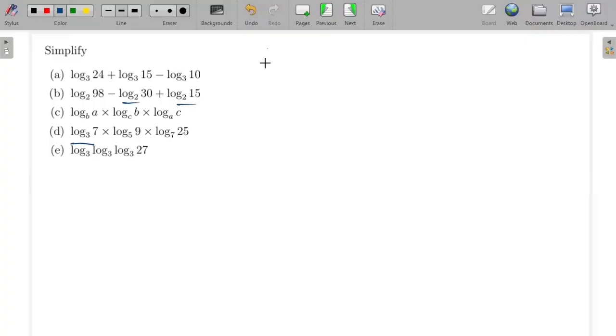So here I have base 3. I have log base 3 of 7, multiplied by log base 5 of 9, and then multiplied by log base 7 of 25. So I write it like this. Now, what am I going to do?